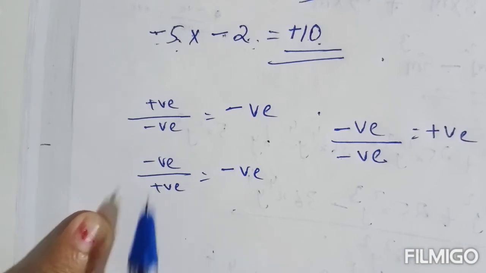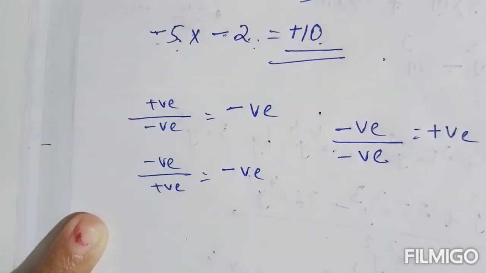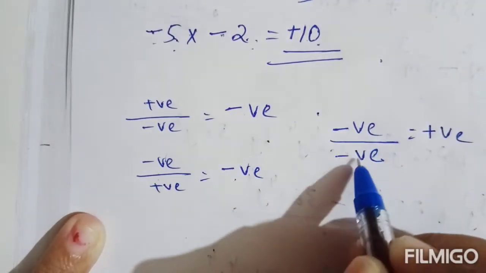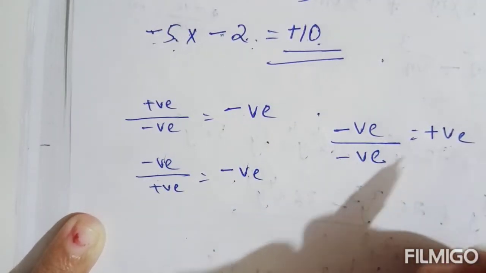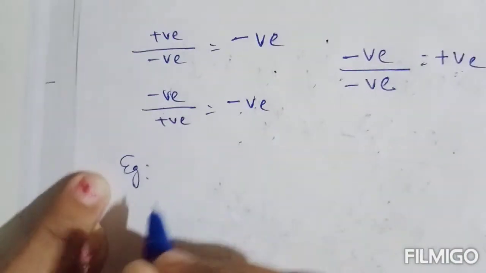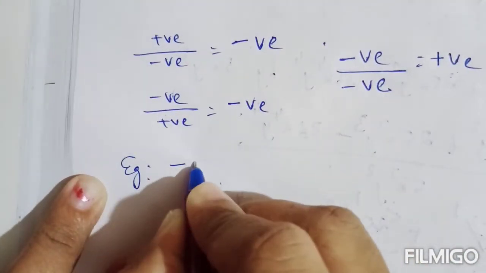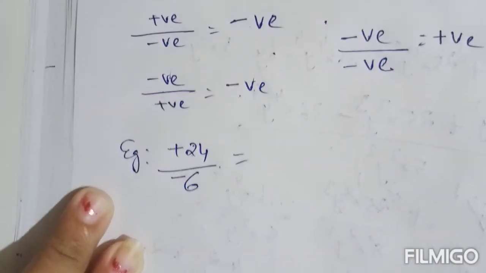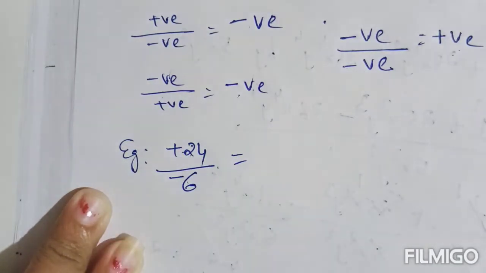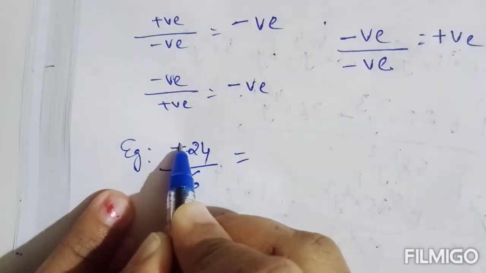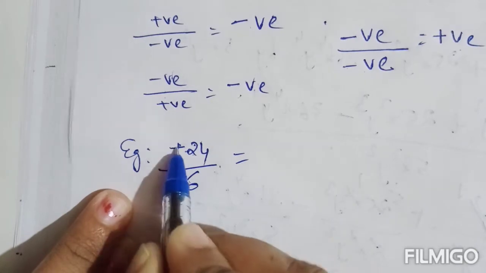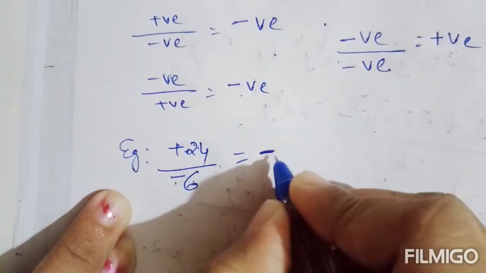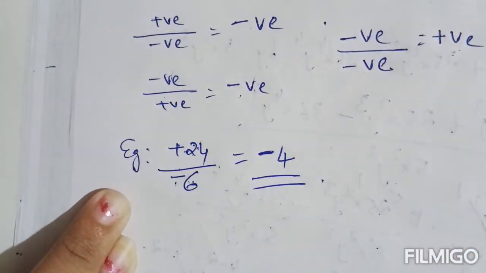Okay, the same rule. If you divide a positive number and a negative number, you will get a negative as answer. If you divide two negative numbers, you will get a positive as answer. Let us take an example. Positive 24 by minus 6, that is 24 by 6. So plus by minus, positive divided by negative, it is negative. 24 by 6, it is 4. Minus 4 will be the answer.